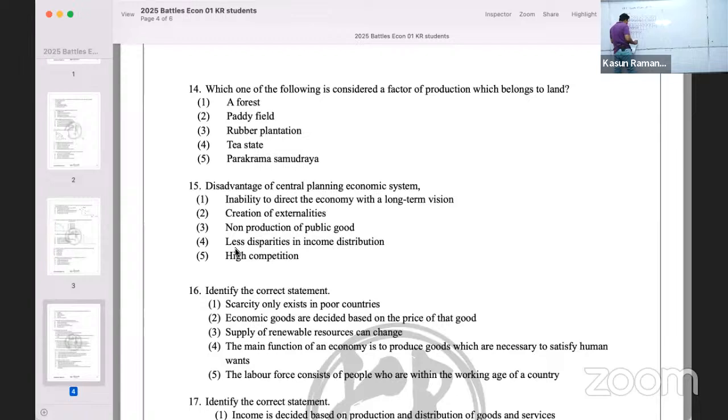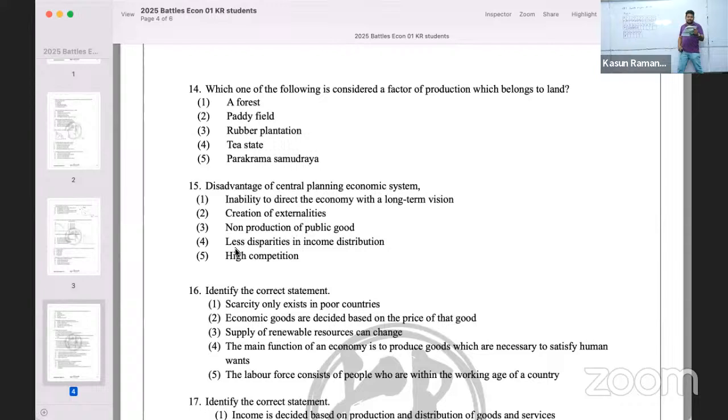Question number 15. It is given as a disadvantage of the central planned economic system. It has to be corrected. I think in the one class, when you were doing the paper, we haven't corrected it, right? It has to be advantage, but it has been given as disadvantage. Now correct it as advantage. Since in one examination hall that question hasn't been corrected, I have decided to give free marks to all for this question. Then definitely you have a mark. You will not get zero for this paper.